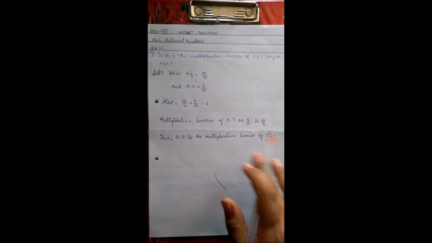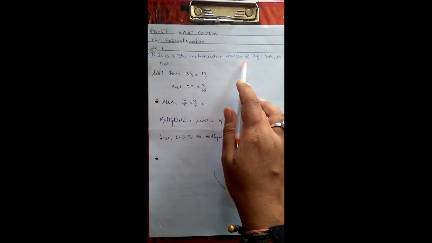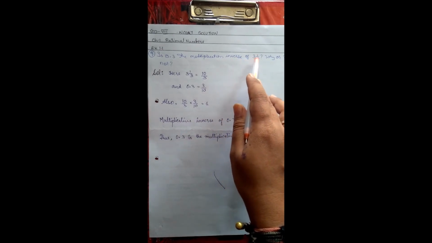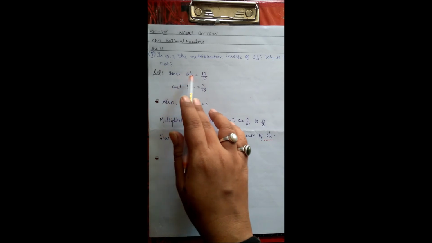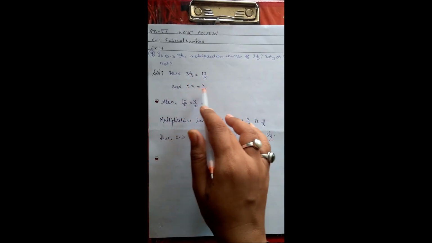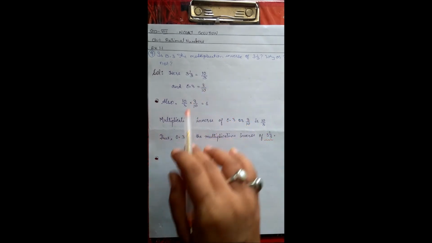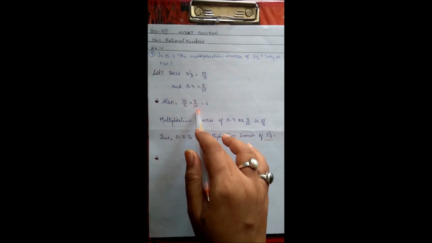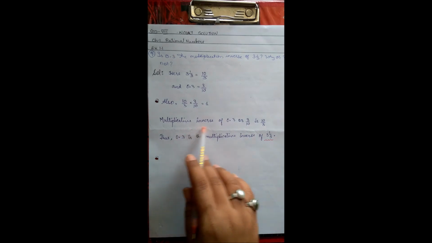Next question. Is 0.3 the multiplicative inverse of 3 and 1 by 3? Why or why not? Here 3 and 1 by 3 equals 10 by 3. 0.3 equals 3 by 10. So 10 upon 3 into 3 by 10 equals 1. So it is multiplicative inverse of both.